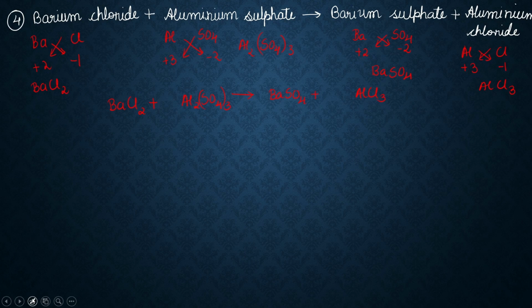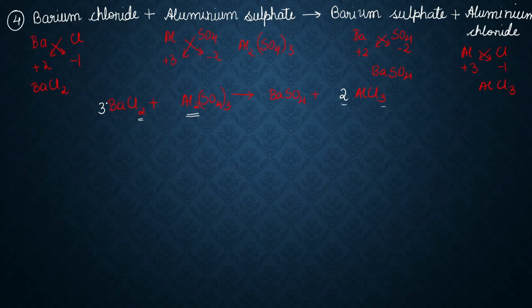Now let's start balancing. You can go by the method of writing all the elements and the number of atoms on the reactant side and on the product side, or you can go by the direct method. First, if I check the number of atoms of aluminium on the reactant side, I have 2. So on the product side, I'll just multiply by 2. So now the number of aluminium is balanced. The number of chlorine on the product side is 6, 2 into 3 is 6. On the reactant side, it is just 2. So I'll multiply this by 3.